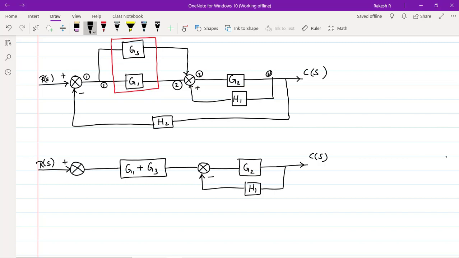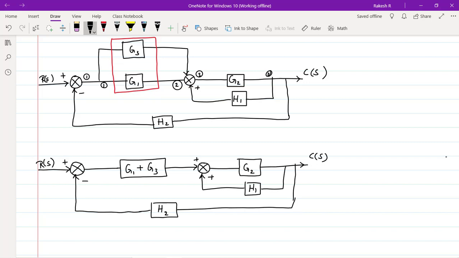That is clubbed with this summing point, positive. And then we have one more feedback loop, that is H2, from where after this block, that is G2. After G2 we have the feedback loop here, and it comes and connects with the summing point number 1 here with negative feedback here. Right.